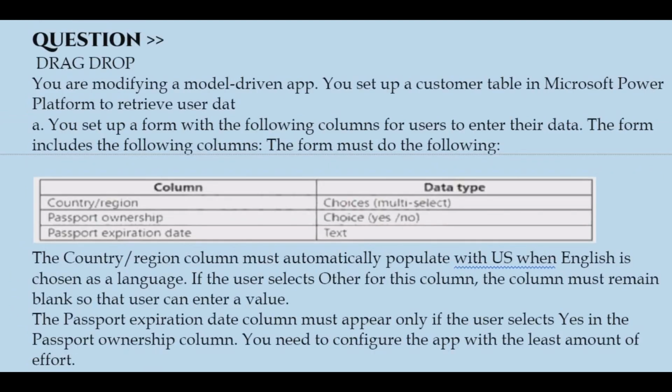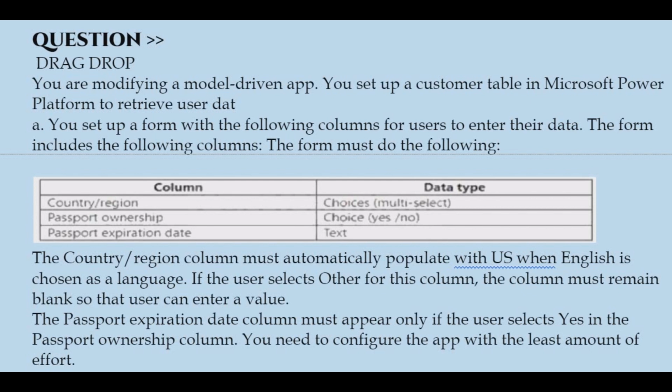Next question. You are modifying a model-driven app. You set up a customer table in the Microsoft Power Platform to retrieve user data. You set up a form with the following columns for the users to enter their data. The form includes the following columns. The form must do the following. Column and data type. Country, region, there are choices. Passport ownership, there is choices yes or no. And passport expiration date, it's text.